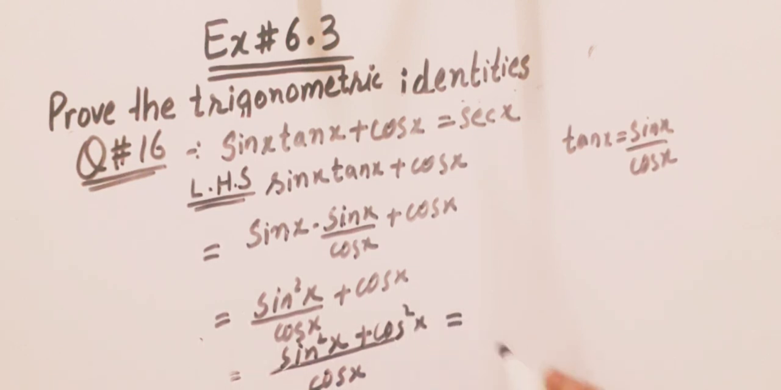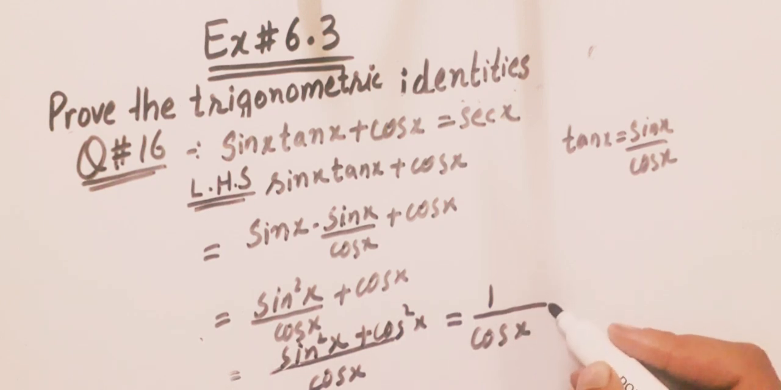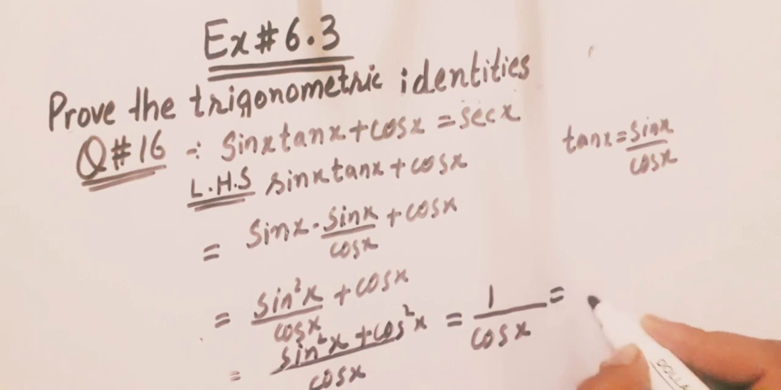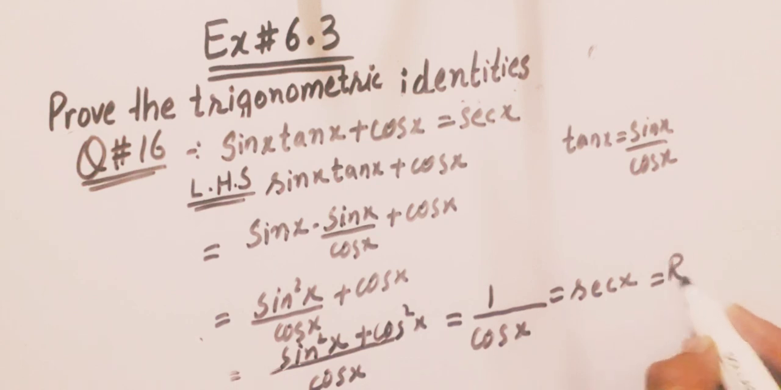This is equal to 1 over cos x, and we know that 1 over cos x is equal to secant x, because secant x is the reciprocal of cos x. So 1 over cos x is equal to secant x, and this is equal to the right hand side. We have proved left hand side is equal to the right hand side.